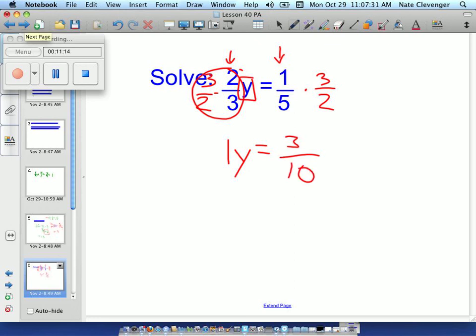There's your answer. I'd rather you not put the 1 with the y. So y equals 3/10. Do we have to put the y equals? It's good practice to do it. It's not essential, but it's good practice. It's really simple when you multiply by the reciprocal. If you try to divide both sides, it gets lengthy.